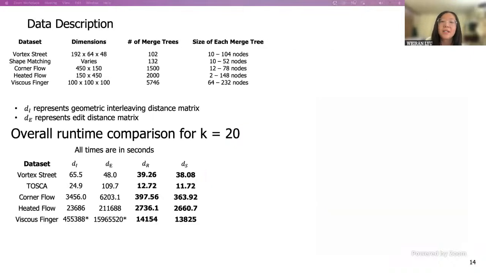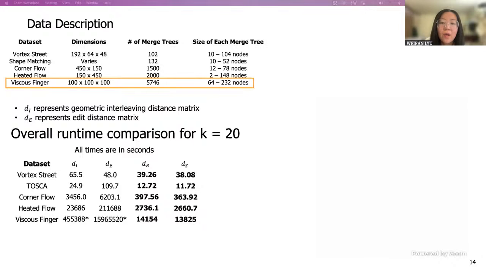Let's look at some experimental results with 2D and 3D datasets. The largest dataset contains over 5,000 merge trees. We compare the overall runtime of ds and dr when k is 20, and compare our results against the geometric interleaving distance and the edit distance. In terms of efficiency, our method outperforms the interleaving distance and edit distance across all datasets.